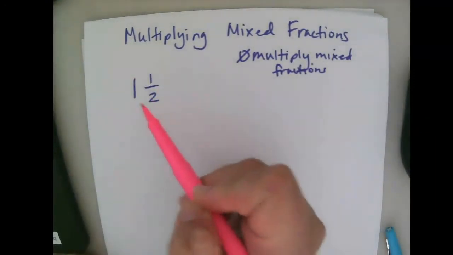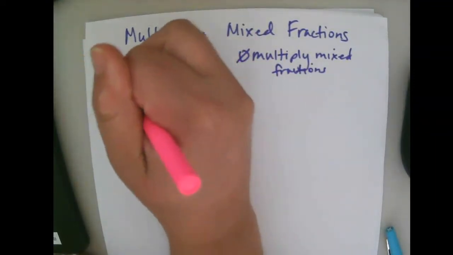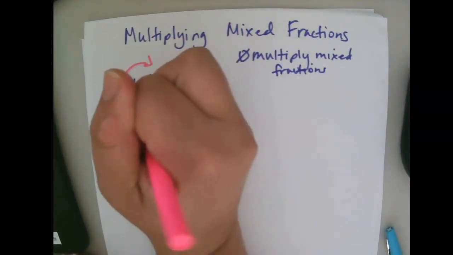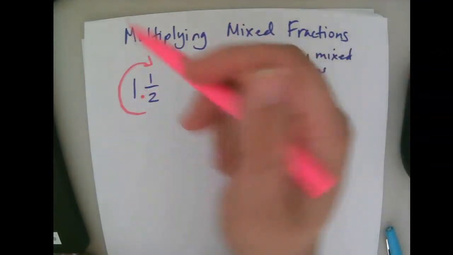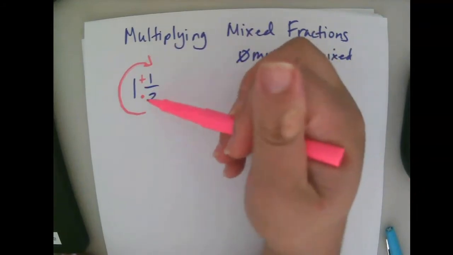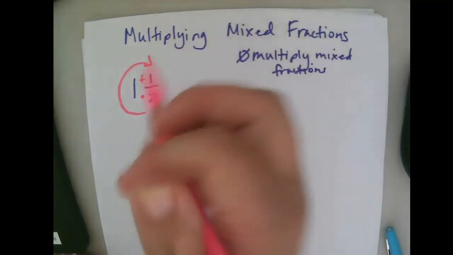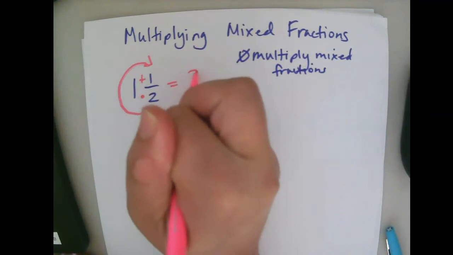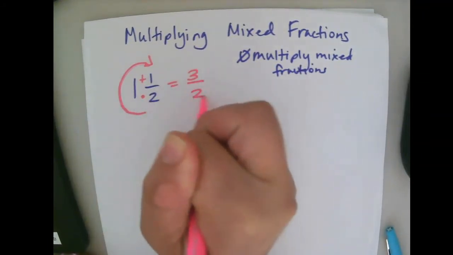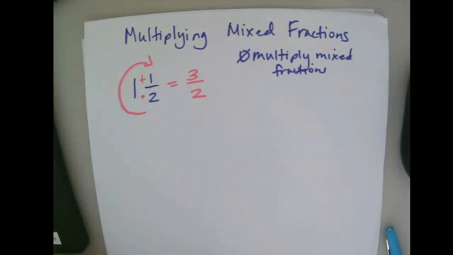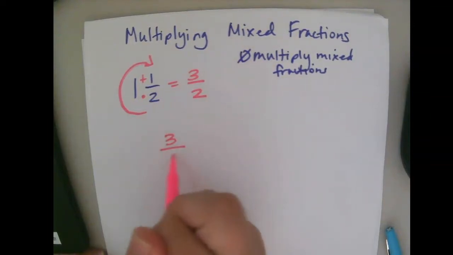If you remember, we use the clock method to convert this to an improper fraction. So we go around like a clock, we multiply, and then we add. We have 2 times 1 is 2, plus 1 is 3, and keep your denominator the same, over 2. Now that we have this improper fraction, I'm just going to rewrite it over here, then I can multiply it.